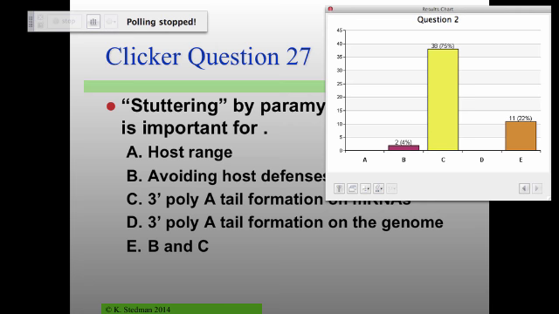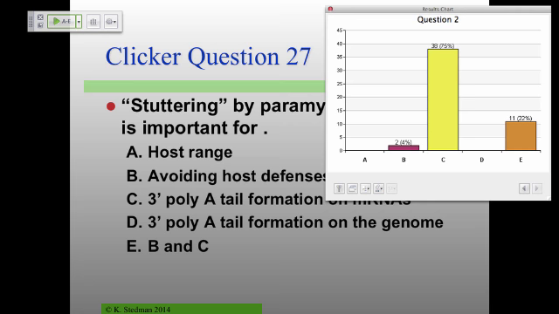Okay, so to give you a bit of an idea here, this actually should have been C and D, but it's still wrong. So it's not such a big deal. 3' poly A tail formation on the genome. Can't be that. Why not?